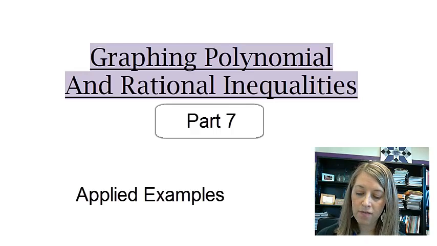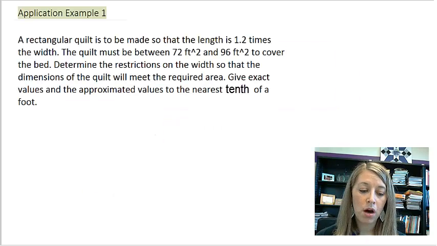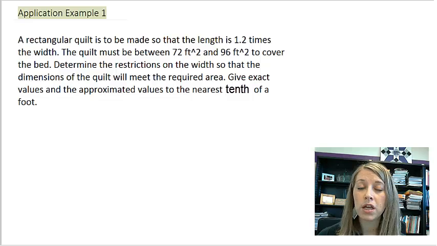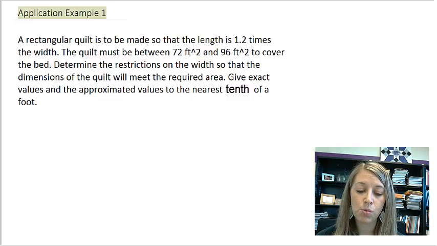So I have example 1. We are trying to make a rectangular quilt. So this works with anything rectangular. So if you're not into quilting, maybe you're going to think about making a rectangular garden or something along that sort. It is to be made so that the length is 1.2 times the width. The quilt must be between 72 feet squared and 96 feet squared to cover the bed.